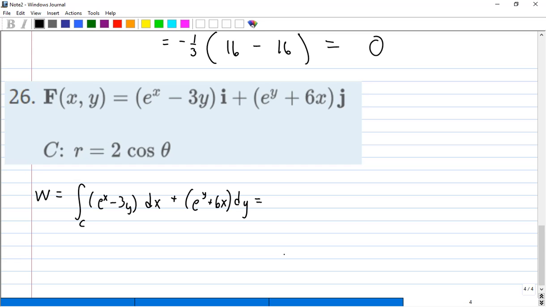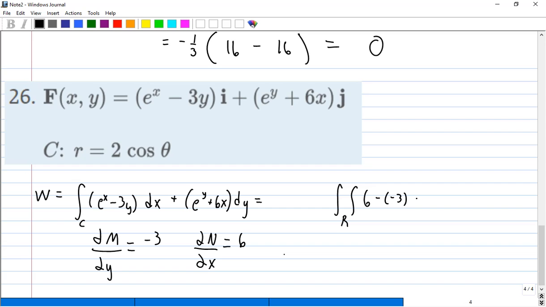Let's see. The partial of m with respect to y is -3, and the partial of n with respect to x is 6. This would be the double integral over the region of 6 minus -3 dA.